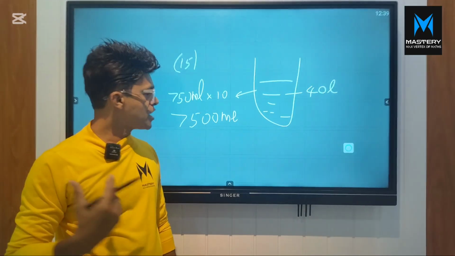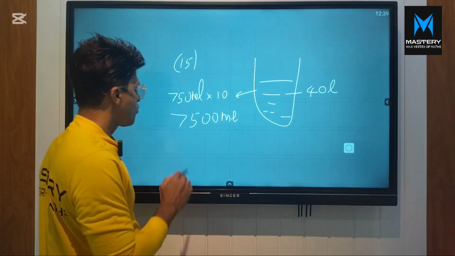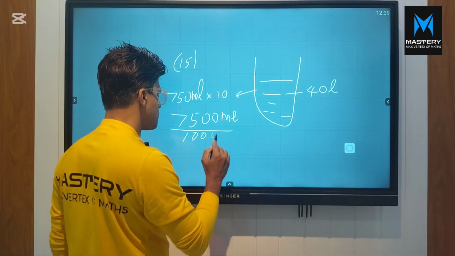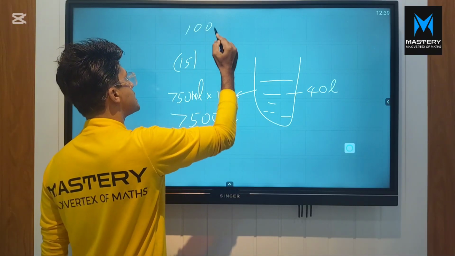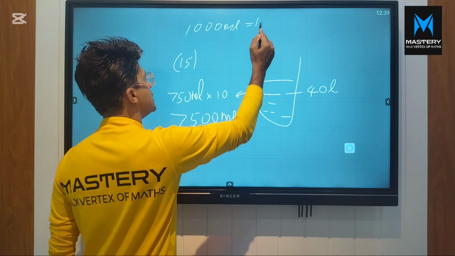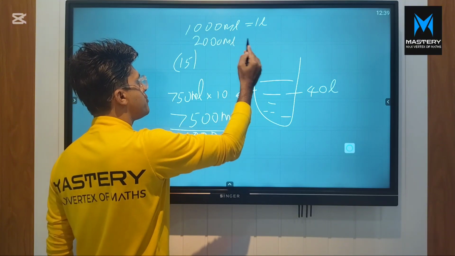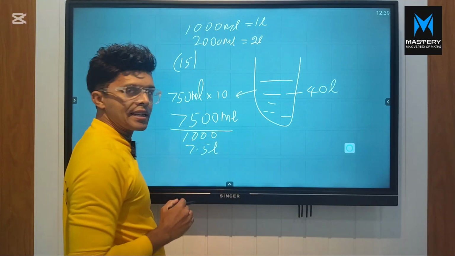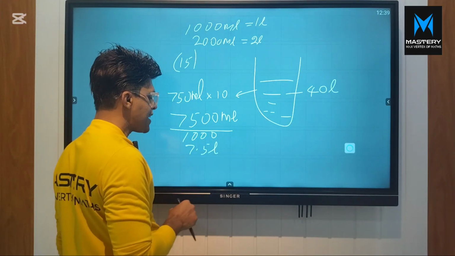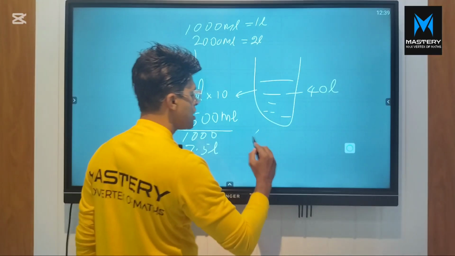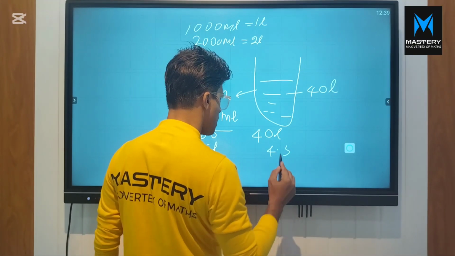But this value has been given in liters. Therefore, we need to convert this 7,500 milliliters into liters. For that, we divide this by 1000. So this is 7.5 liters. You know that 1000 milliliters equals 1 liter, right? So 2000 milliliters equals 2 liters. Therefore, to convert milliliters into liters, divide by 1000. So now we have taken 7.5 liters from this 40 liters. Now we need to subtract, right?